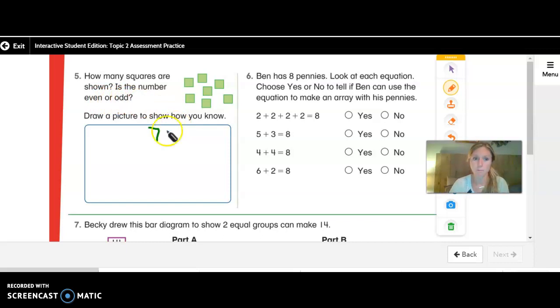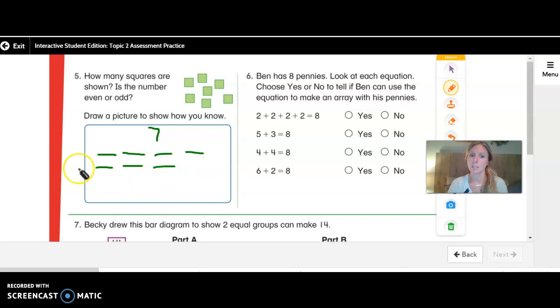If you know it, write it. Otherwise, let's draw a picture and help us solve it. So let's count up to 7 and try to make 2 even rows. Let's try it. 1, 2, 3, 4, 5, 6, 7.